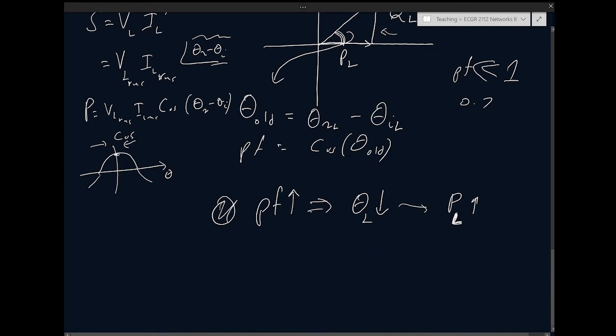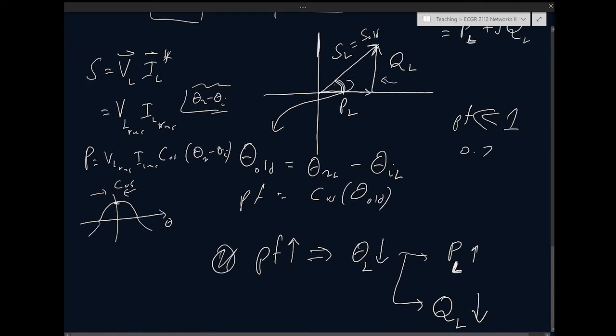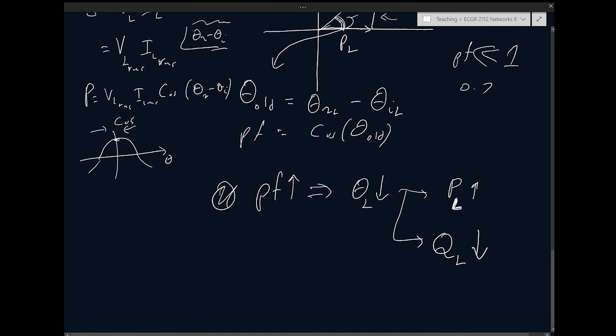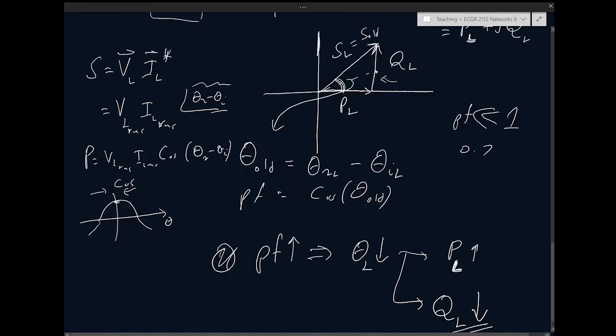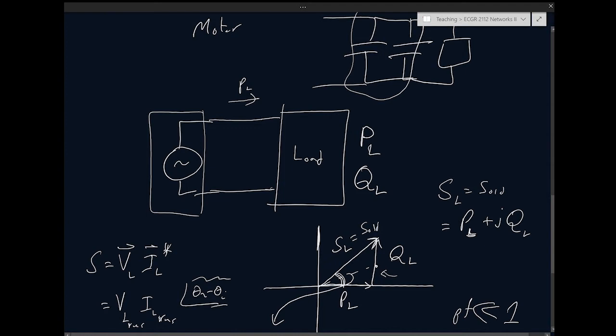The other way of doing that is to take Q load and decrease it. If I decrease Q load, I will naturally get a smaller theta, and getting a smaller theta is going to improve my power factor. The question is, how do you reduce Q load? The answer is by inserting a capacitor.